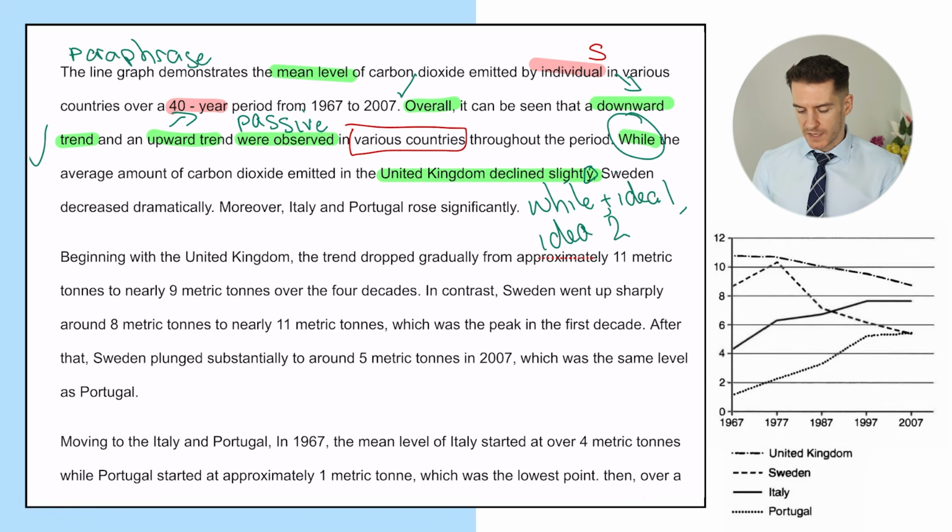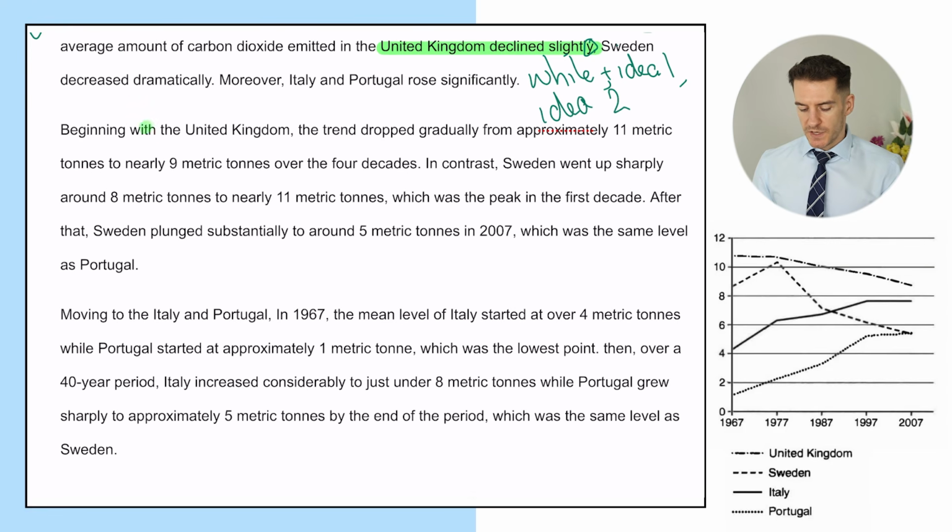All right, let's have a look at the body paragraph number 1 now. So beginning with the United Kingdom, that looks like that's the topic sentence. It looks like maybe they're just going to talk about the UK here.